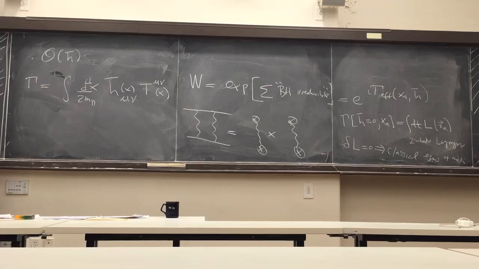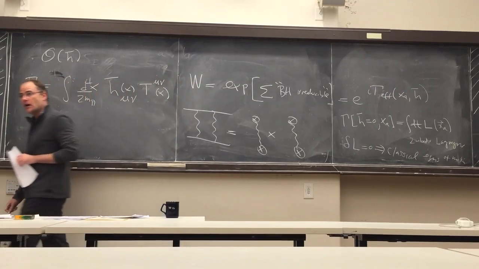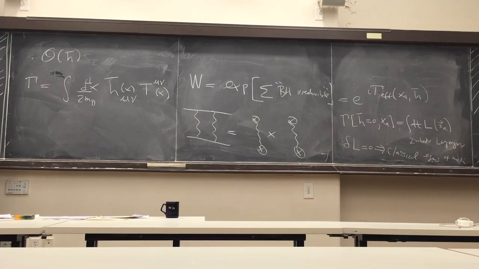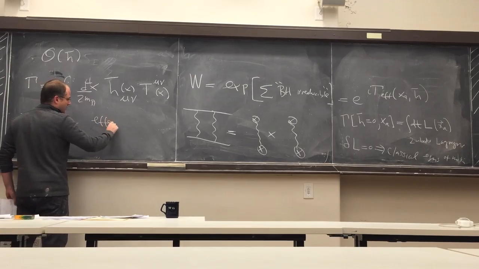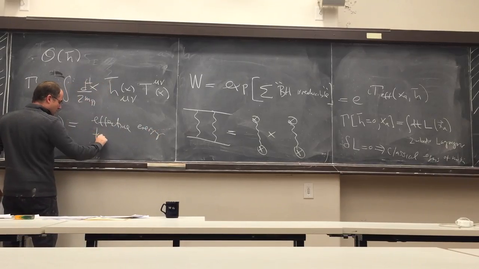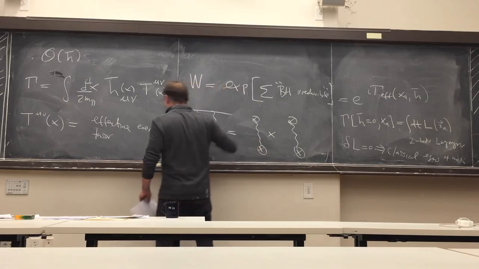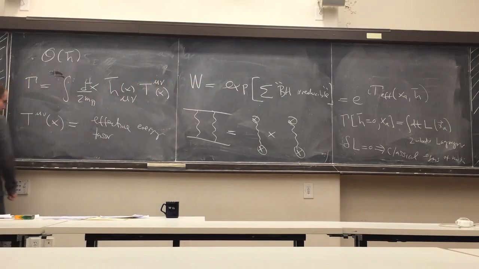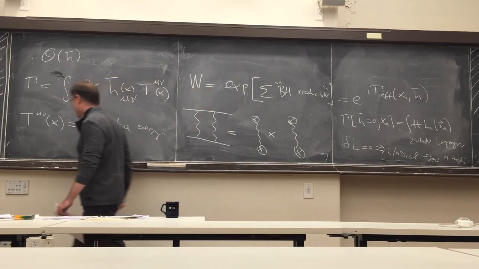T mu nu is just defined by diagrams with only one external graviton, right? That's what they are. But because of that, it can be interpreted as an effective energy momentum tensor for the entire system, for the two-body object plus the gravitational field stored inside it, all the energy and momentum stored in the gravitational field.